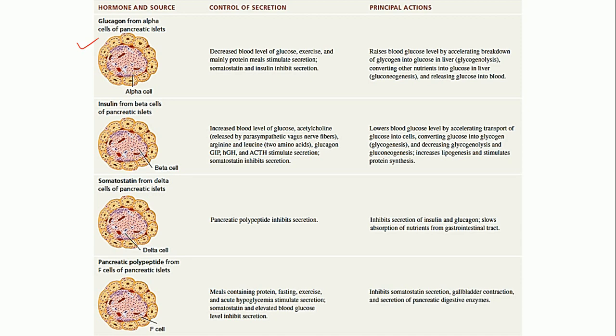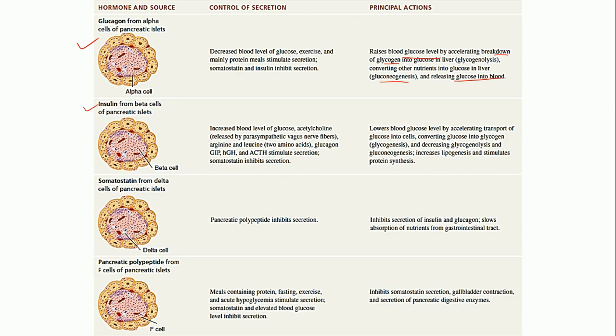And what are the actions? It raises the blood glucose level by accelerating the breakdown of glycogen, okay, that is glycogenolysis. Also it converts the other substances like amino acids into glucose. So gluconeogenesis is also promoted. Also it causes the release of glucose into the blood. More and more glucose is released.